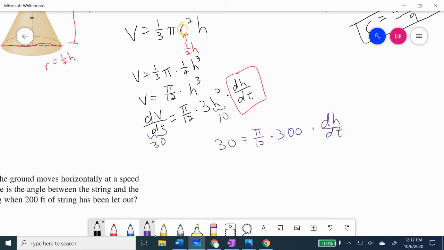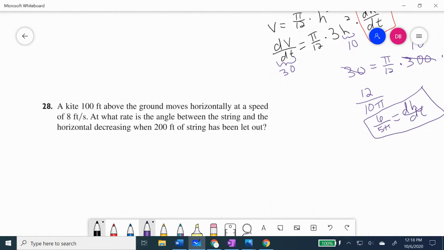And then when I divide the 30 by the 300, I just really want to do that division. That's going to leave me with 1 over 10. How about I do that? And ultimately, that will then be 12 divided by 10 pi, which would then reduce to 6 over 5 pi. So that is the rate at which the height of the pile is changing.